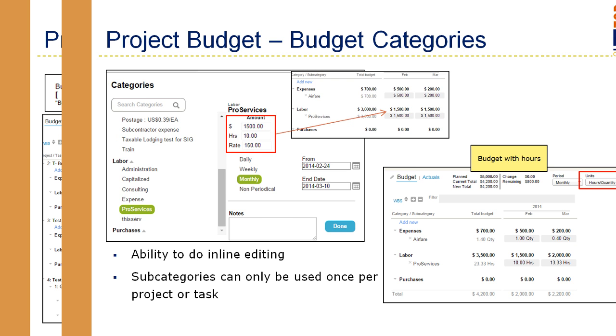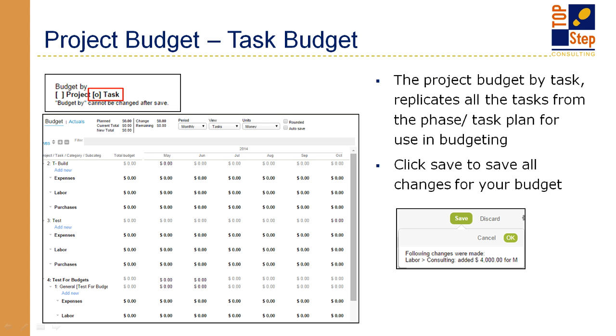So the next is this task budget. This is a good illustration: I have a project, I've set up all these tasks on my project, and now I choose to budget by task. As you see, it'll give you every single category to create a budget within each task. So I can create my labor budget for this build task, I can create a labor budget for test, and so on and so forth.